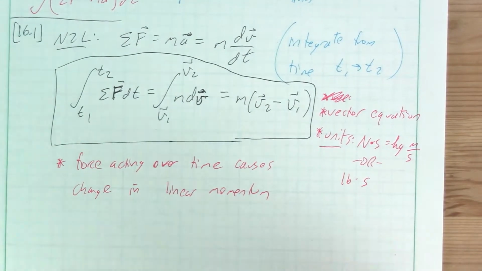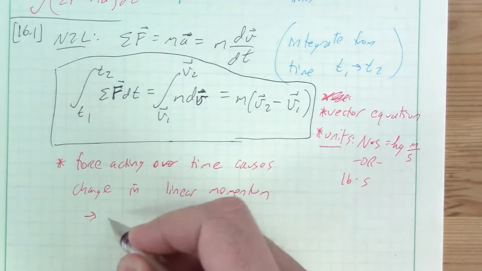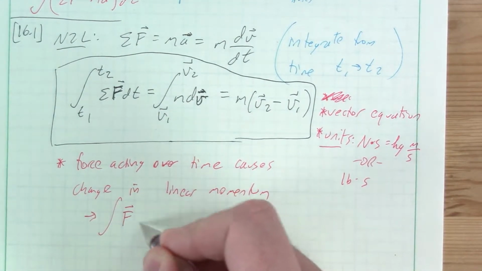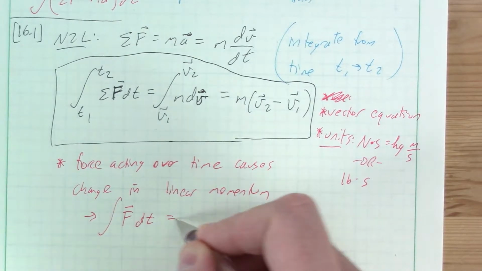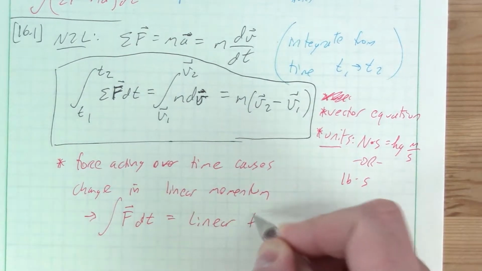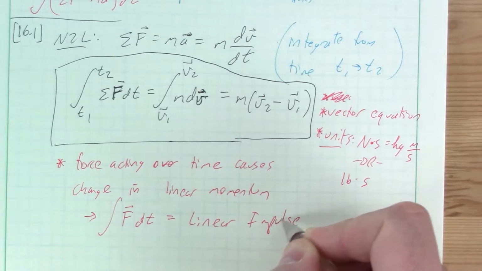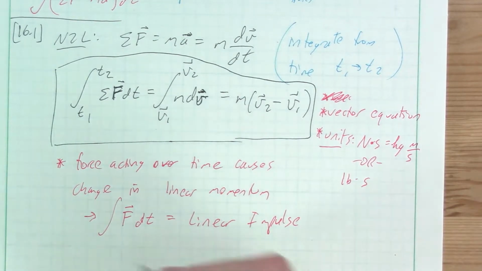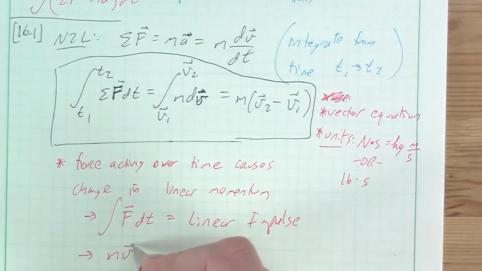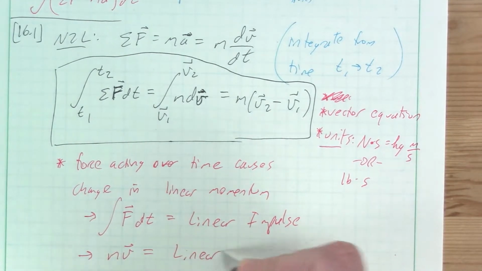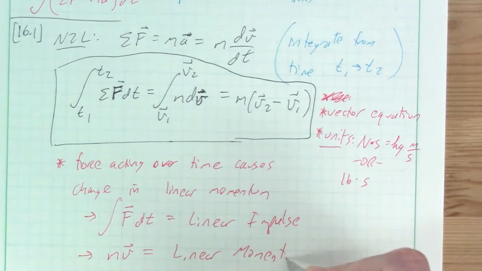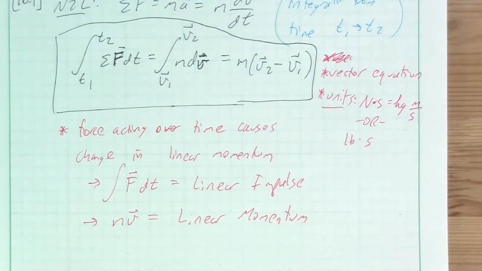Right? Now we can actually put some names on these quantities here. When we integrate something through time, we call that a linear impulse. It's just the total amount of force integrated over time. And that's a vector quantity, right? And then mv is the associated linear momentum that is changing due to that impulse. So that's why we call this impulse momentum.